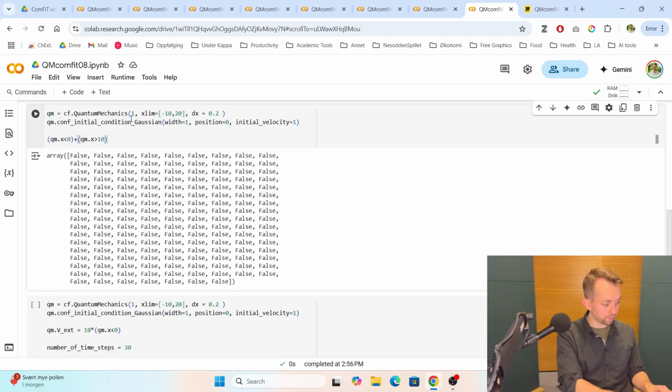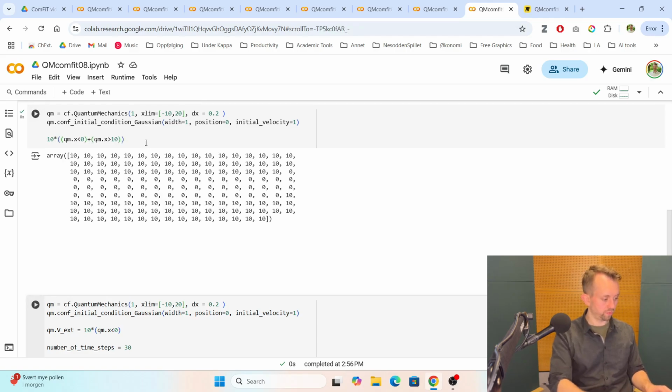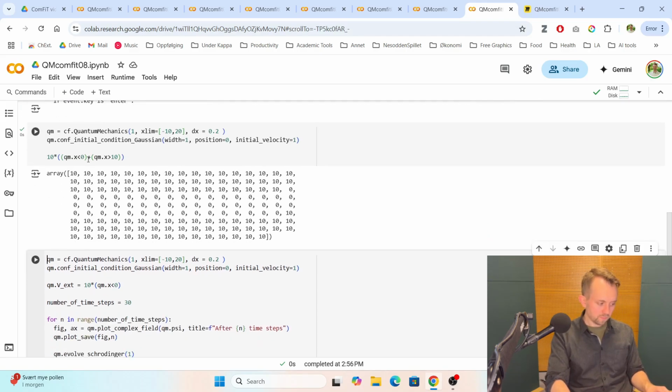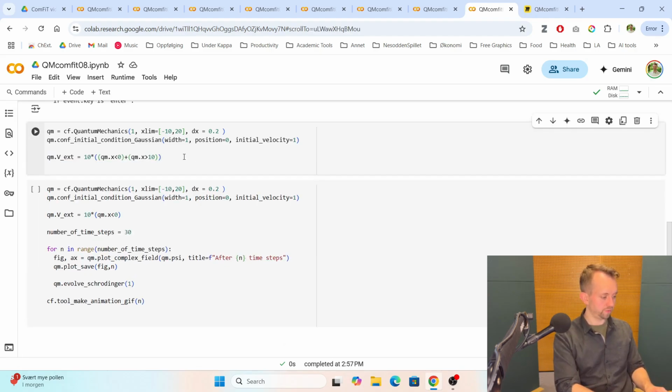But if I add them together, I get the places where it's smaller than 0 and also the places where it's bigger than 10. And so this is the region where it's not. And so if I multiply that with 10, then I should get exactly the profile that I want. And to see that, I could do qm.vxt is equal to this, and then I can plot that field. So qm.plot field vxt, and then just extract the fig to see it.